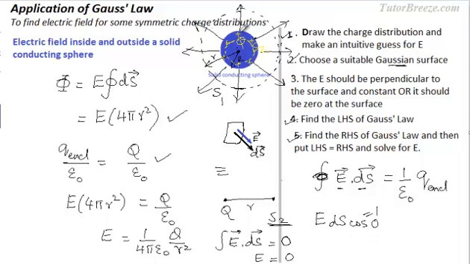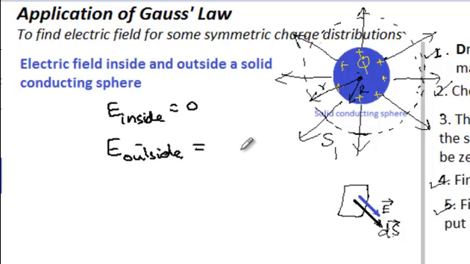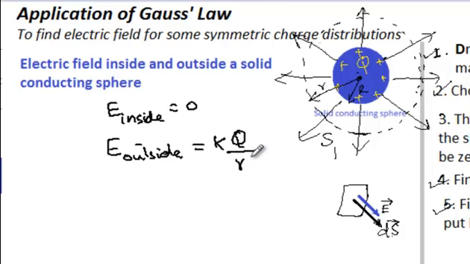The field starts at the surface and then it falls as 1 by r square. Let's put this on a graph. It will make it a little easier for us to understand. Okay, now let's plot the electric field versus the distance r measured from the center of the sphere. The electric field inside the sphere is 0 everywhere, and the electric field outside the sphere is 1 by 4 pi epsilon naught, which I am writing as K, capital Q over r square.